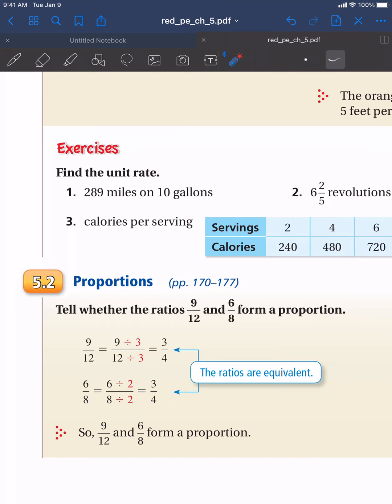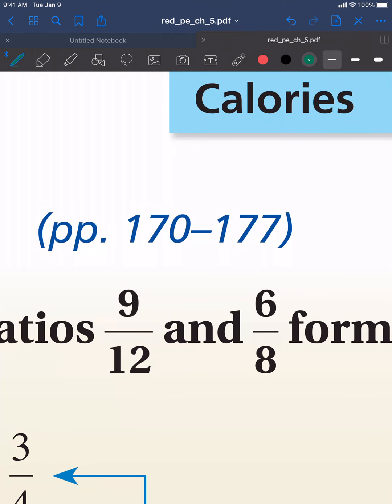We learned so many different ways to prove this, right? One way that I know a lot of you like to do is you like to ask yourselves, can I multiply anything by 6 to get a 9? No. Can I multiply anything by 8 to get a 12? No. So already I'm kind of seeing, are these two proportional? No. Not really.